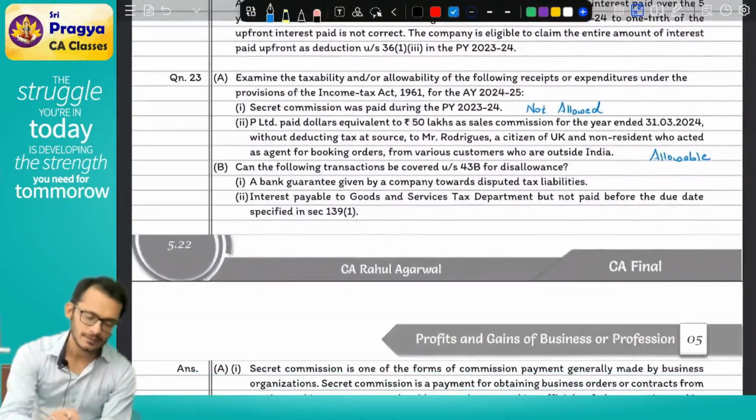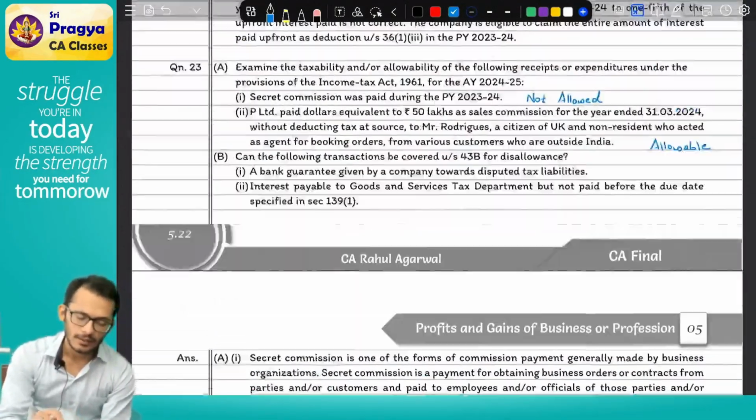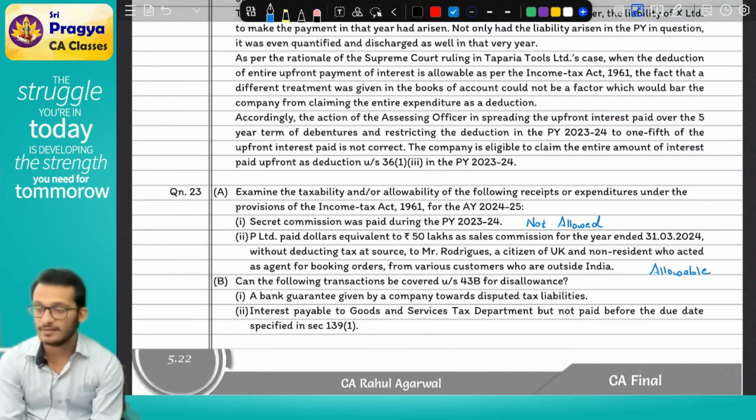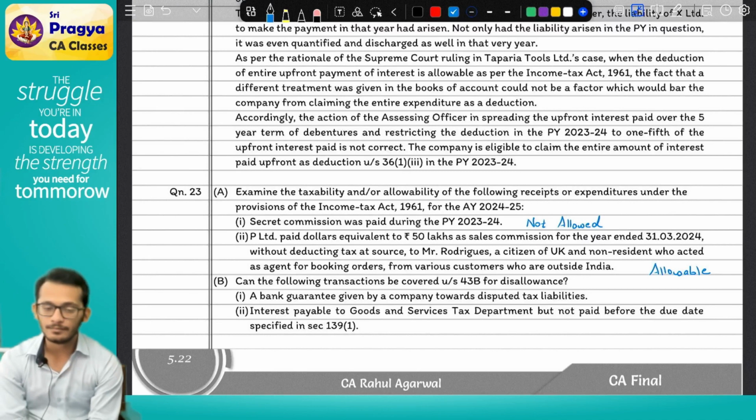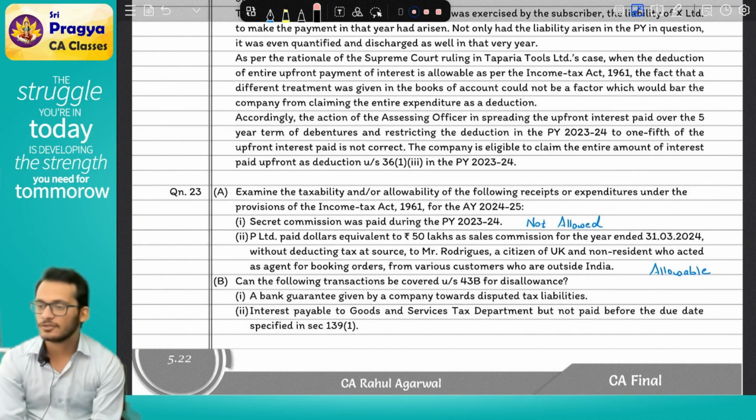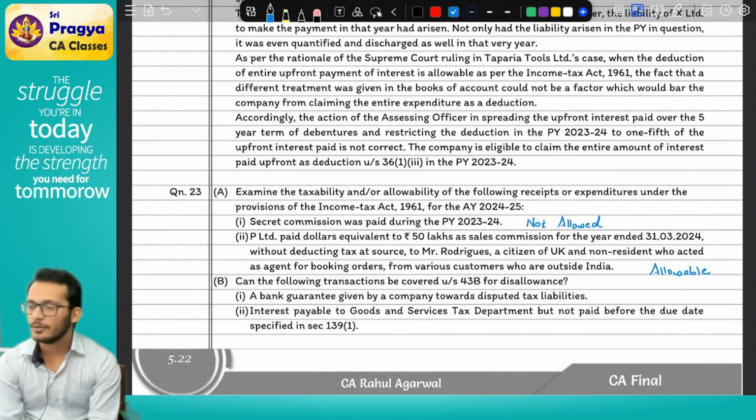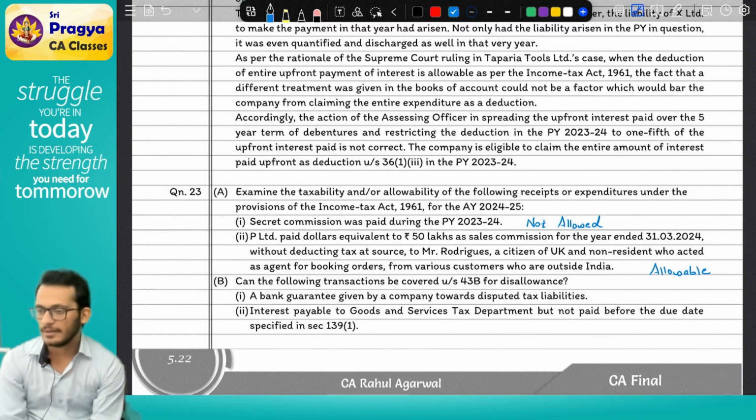Next, yes. Can the following transactions be covered under 43B for disallowance? First item is a bank guarantee which is given by the company towards disputed tax liabilities. So basically what happened is you had some tax to pay, but that was under dispute. To safeguard yourself, you have taken a bank guarantee. And you want to claim this as a deduction. Can you claim it as a deduction?